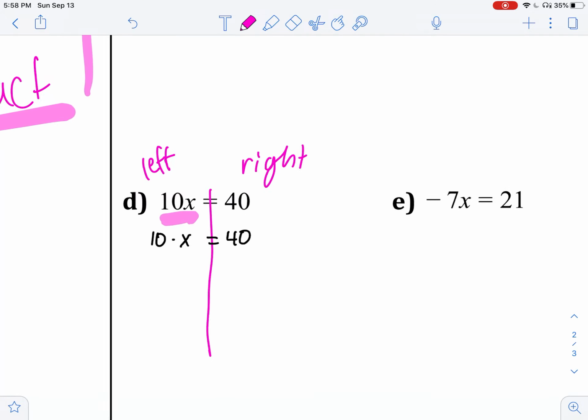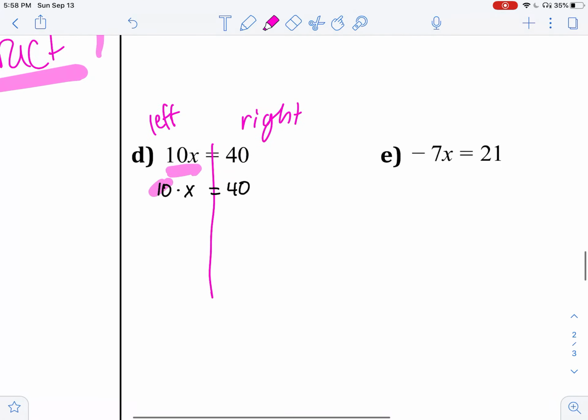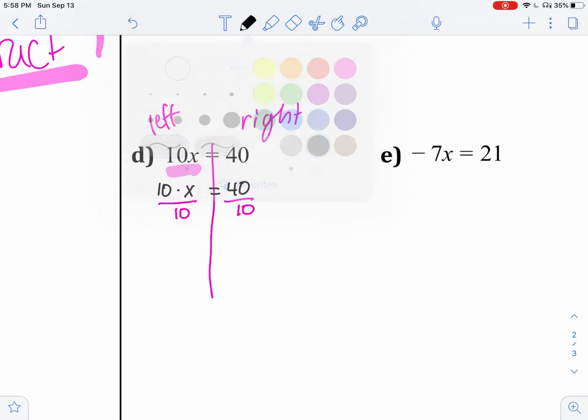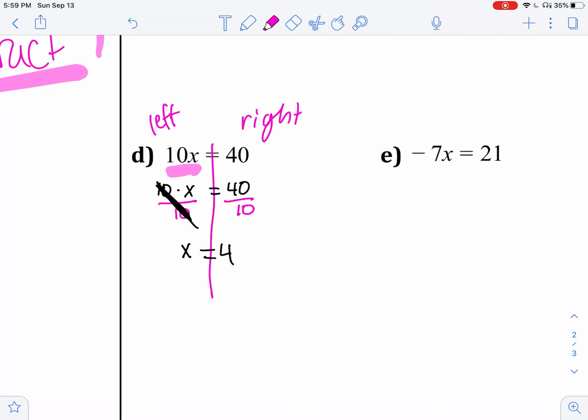So if I want to solve this, if I want to get this 10 and move it to the other side, because my goal, remember, is to get x by itself, I need to do the opposite of multiplication, which is division. So I'm going to divide both sides by 10. Dividing both sides by 10 cancels my 10s out here, leaving me with just an x, and then 40 divided by 10 is 4. What you should see now is your x is all by itself on the left-hand side. It's equal to a number, so you are done.